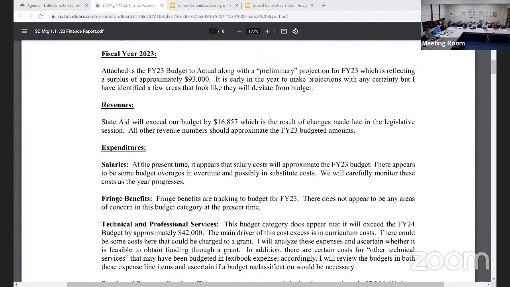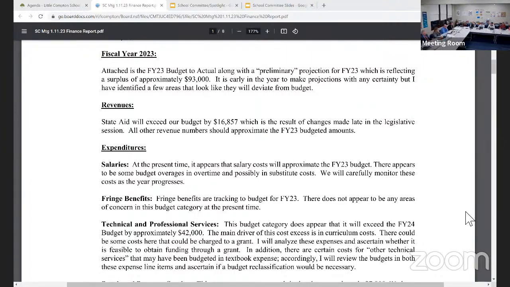Interestingly, the state aid projections for the FY24 budget haven't been released yet. Normally we get those in December. The governor's budget, I think, is coming out on the 19th. So RIDE says we're going to be able to get those numbers at that point in time. So we'll get an idea at that point what's going to happen with state aid as we move forward.